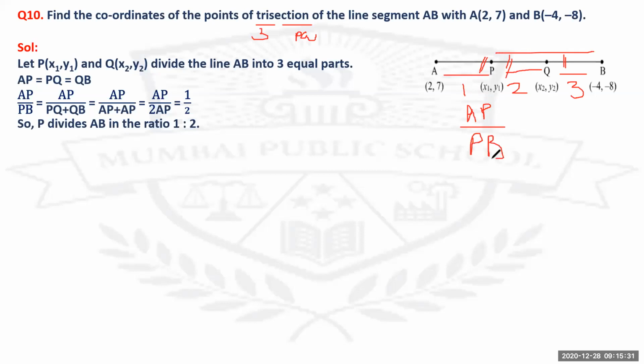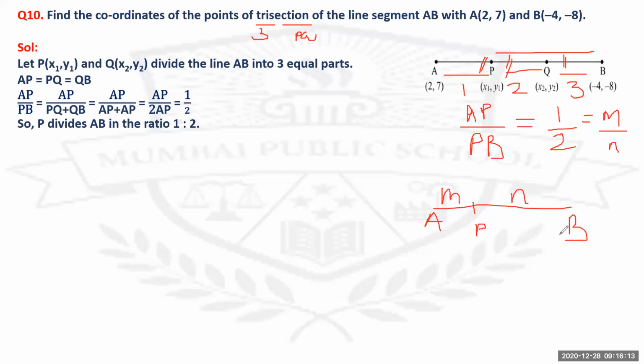So what will you get? AP is one part, and PB is two parts. So AP upon PB is 1 upon 2, which is equal to M upon N. So here you are going to apply the section formula, where AB is the line segment and point P divides AB in the ratio M is to N.